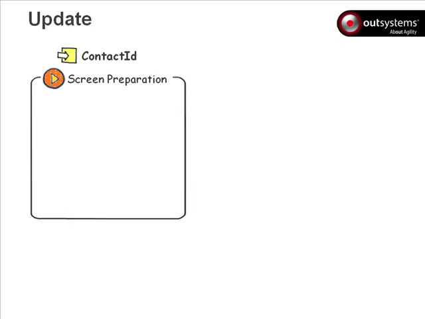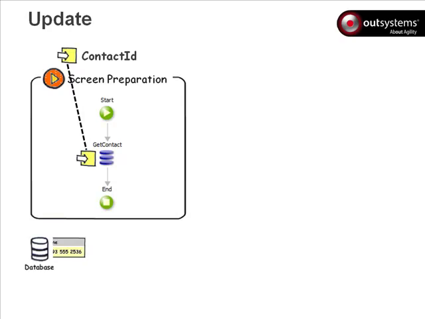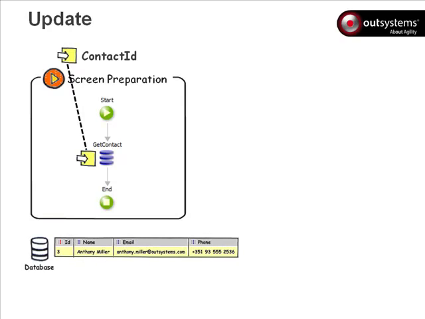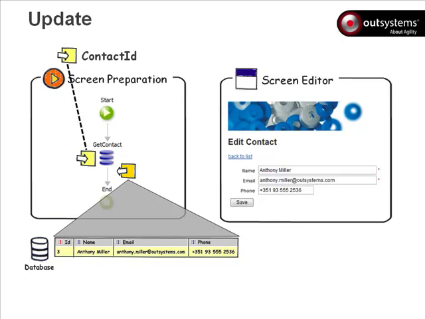Let's move on. What characterizes the update pattern is that the screen receives an input parameter, in this case called contact ID. The screen preparation runs first. In it, you implemented a query to retrieve the contact you want to update. This query has an input parameter that is bound to the screen's input parameter. The query executes, the record is retrieved from the database and is now available as the output parameter of the query. The preparation is complete, so it is time to render the screen.